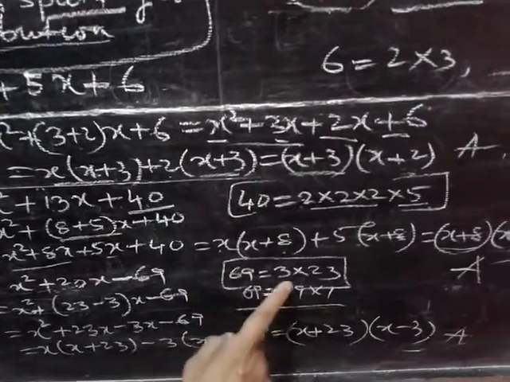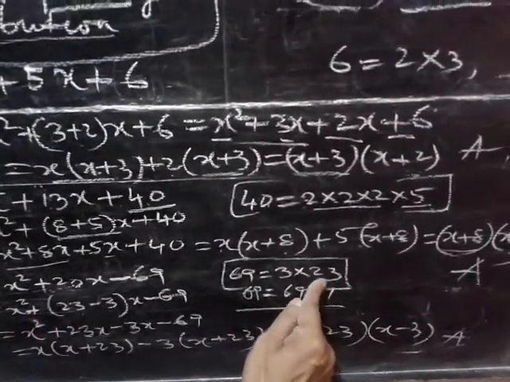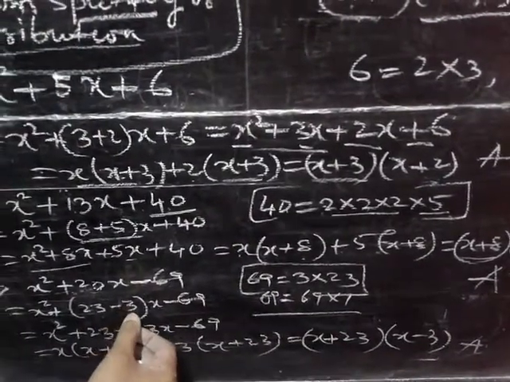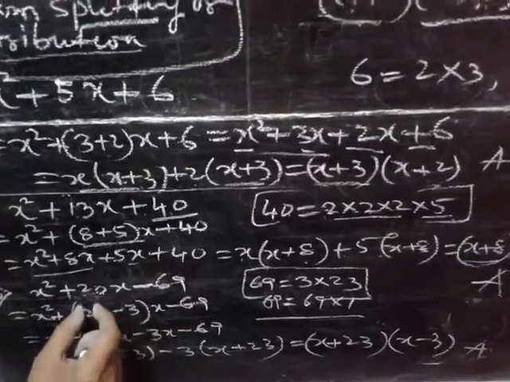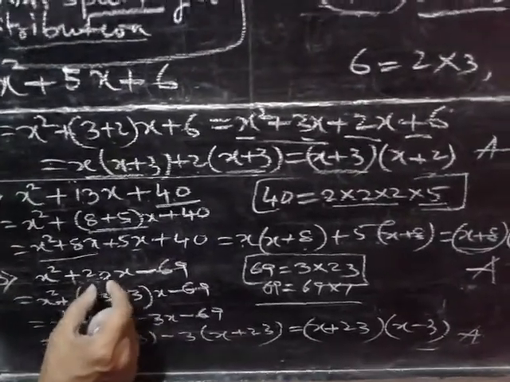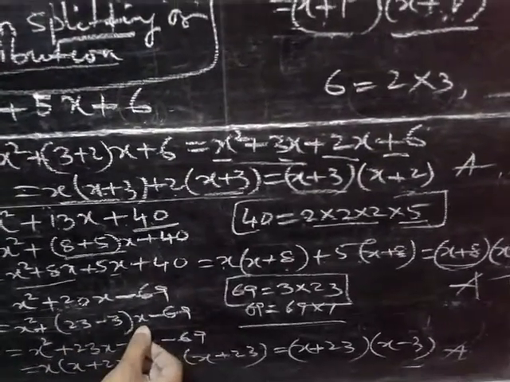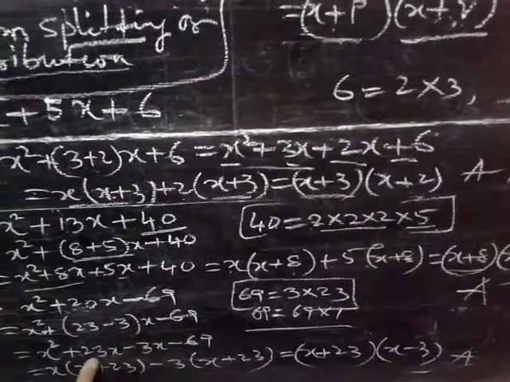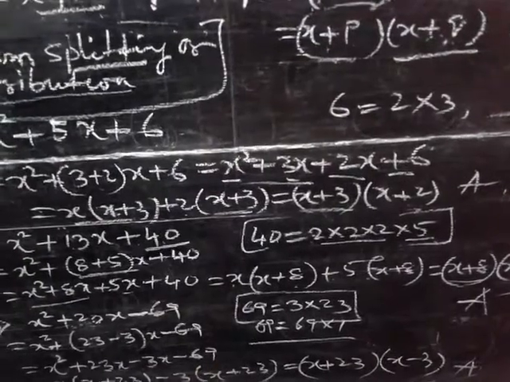So here we are just taking 23, that is 20 is required. So we are now taking P as 23 minus 3. It may be plus or it may be minus. After doing this calculation, it must be the third, that is the coefficient of x. So it has come 23 minus 3 into x. So split this one, multiply this one, and it will be 23x minus 3x minus 69.